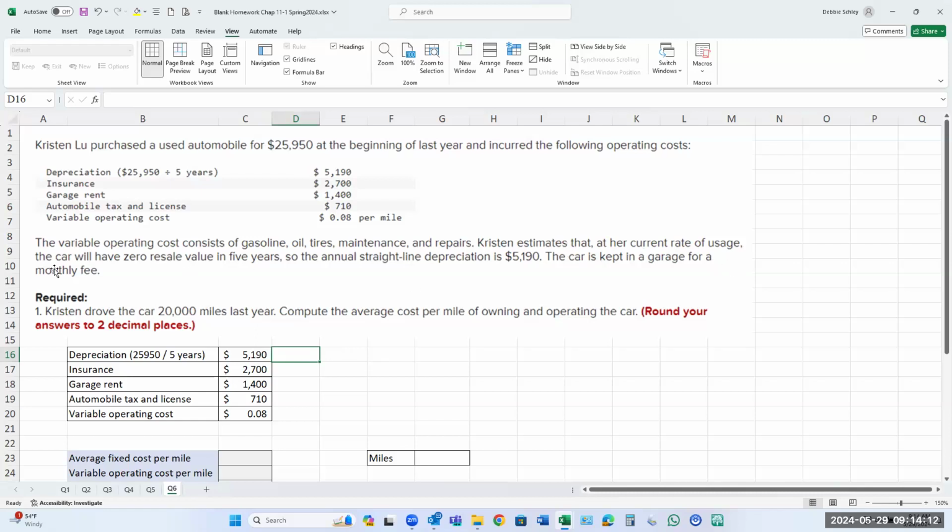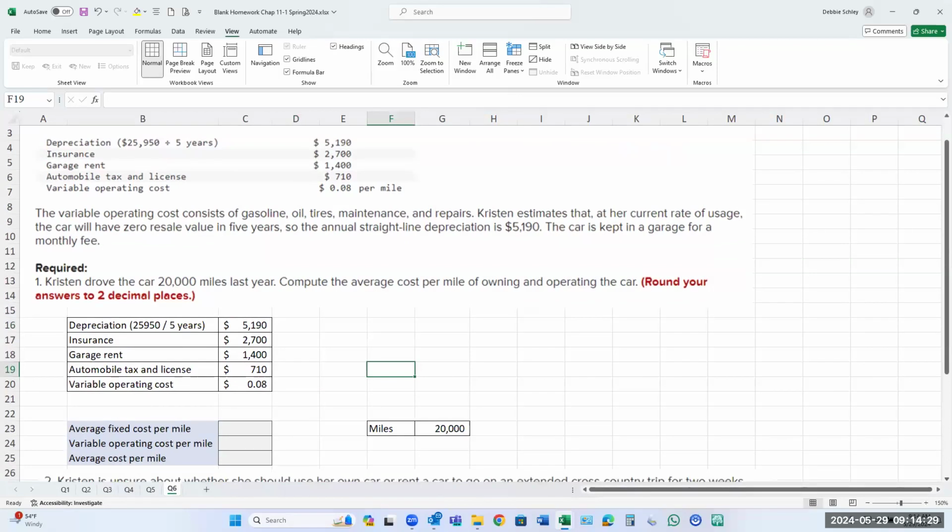The car is kept in a garage for a monthly fee. Required: Kristen drove the car 20,000 miles last year. Compute the average cost per mile of owning and operating the car. Round your answers to 2 decimal places.